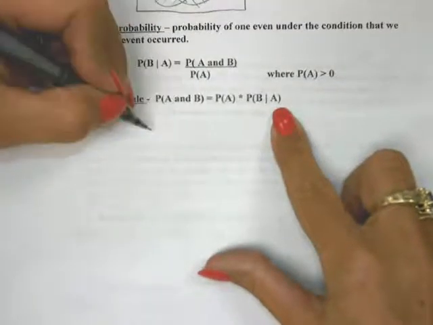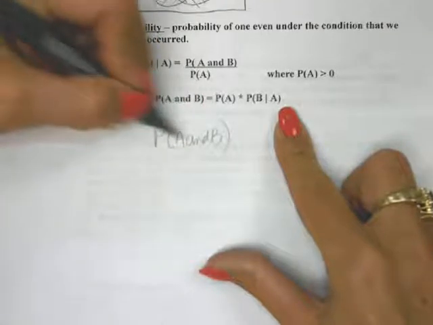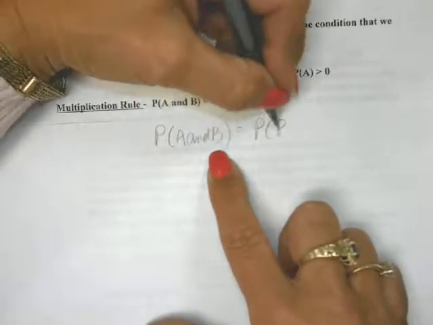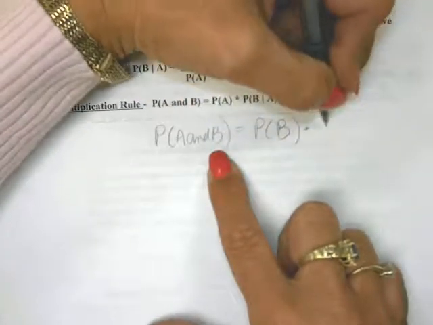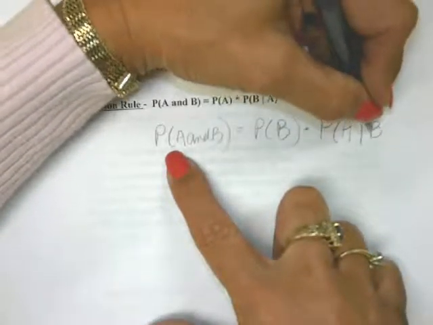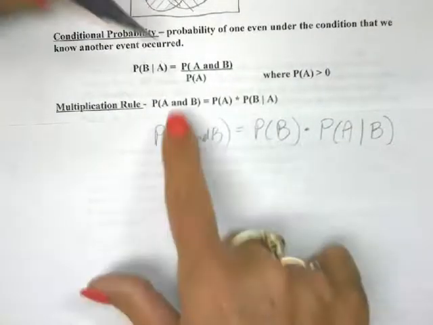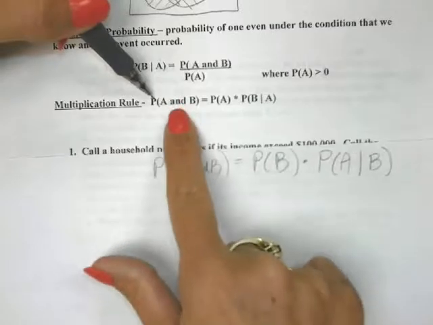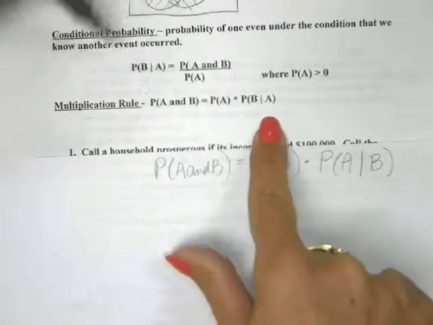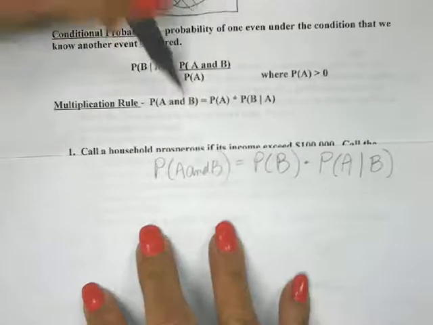Now that can also be written this way. If it's possible for A and B's order to be switched around, we could also say find the probability of B and then multiply that by the probability that A takes place, given that you know B already took place. And if you'll notice, if I take this equation and divide both sides by the probability of A, I would end up having this conditional probability statement. So these two are totally related together.